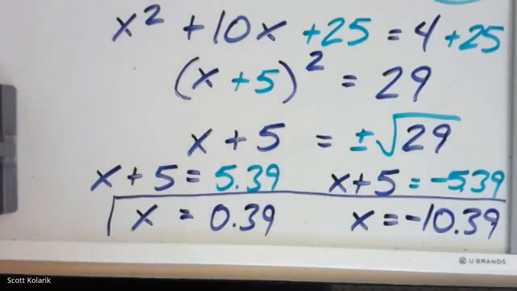And even though they're decimals, if I were to graph the original quadratic that I was given, these would be the two places that it crosses the x-axis, thus being my two solutions. And that's how we can solve these using completing the square.